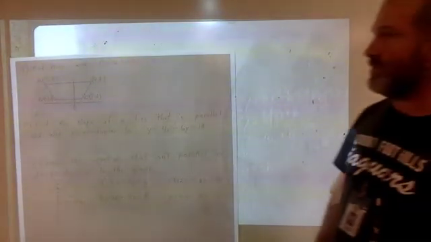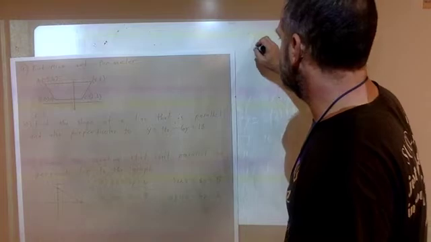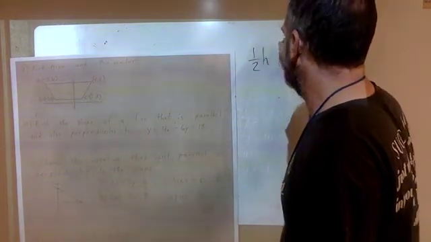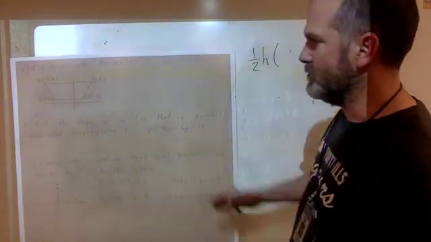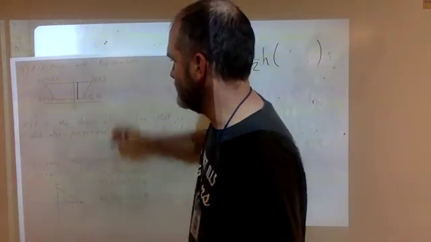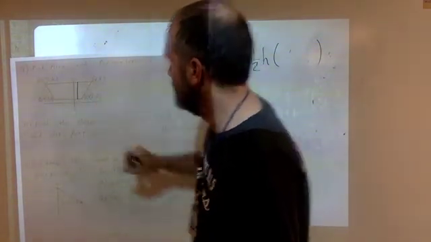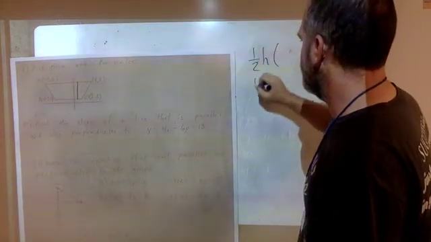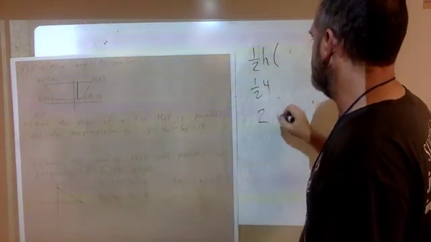Area and perimeter of a trapezoid. Area is 1/2 the height times something in the parentheses. So what is the height here? The height is from the bottom straight up to the top, from 2 up to 6. So the height is 4. Half of 4 is 2.